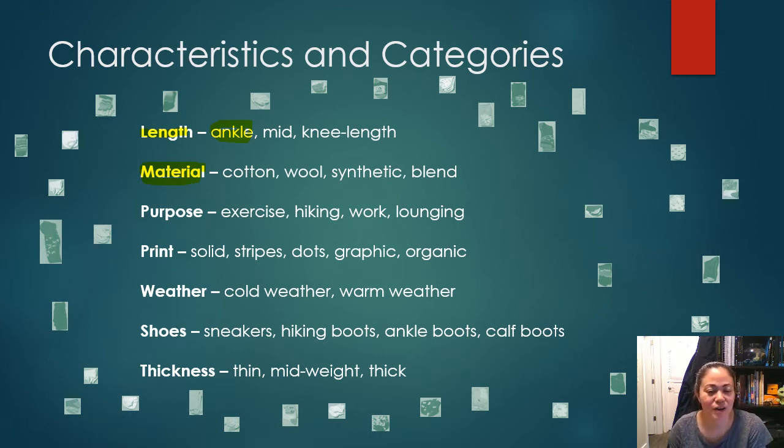We could also talk about the characteristic of the print of the socks. Are they solids, or are they striped or have dots on them? The type of weather I might wear each pair of socks in: certain socks I wear for cold weather, certain socks I wear for warm weather. Maybe the type of shoes I'd wear them with, or how thick or thin the socks are as well. So let's use some of these characteristics and the different categories within those characteristics to organize my socks.